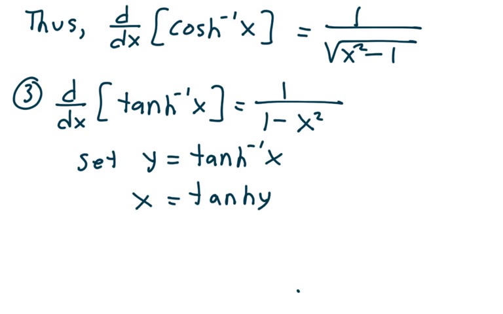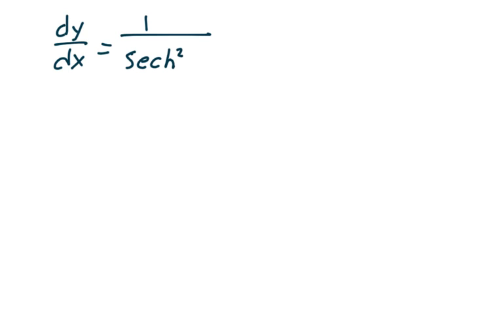So I'm going to take the derivative. The derivative of x with respect to x is 1. The derivative of hyperbolic tangent of y with respect to x is hyperbolic secant squared y times dy/dx. So dy/dx is 1 over hyperbolic secant squared y. Now, the question is, how does hyperbolic secant of y relate to hyperbolic tangent of y?